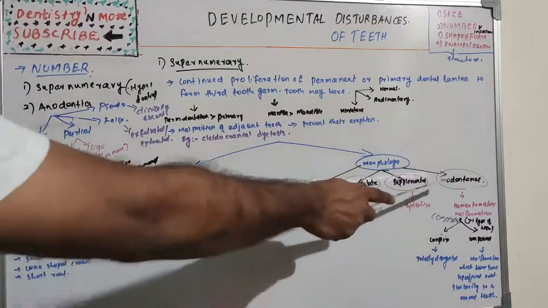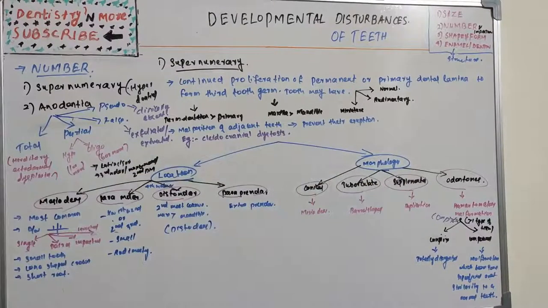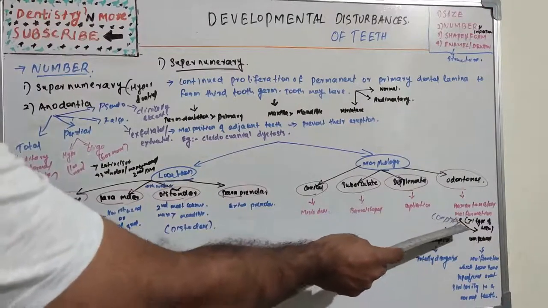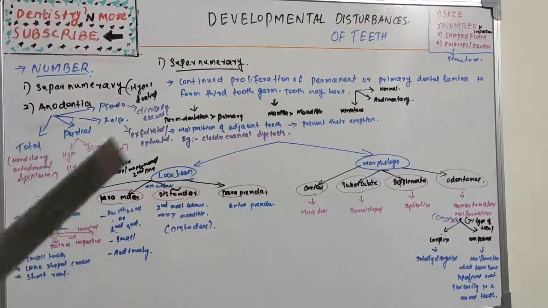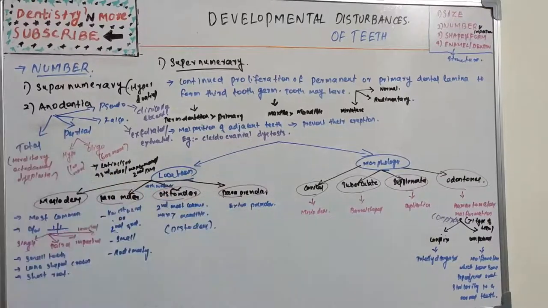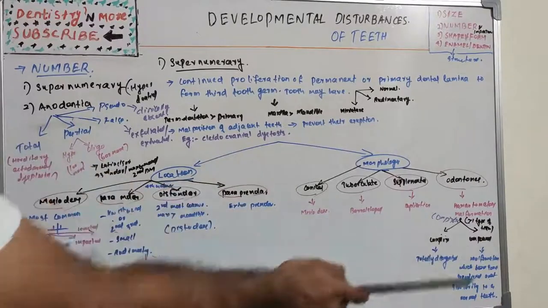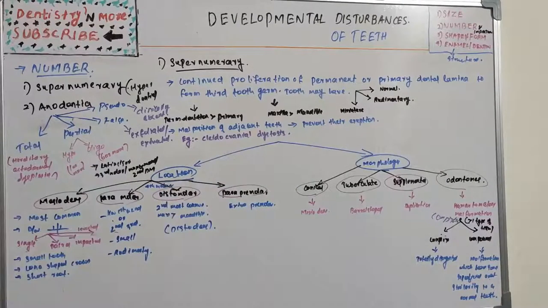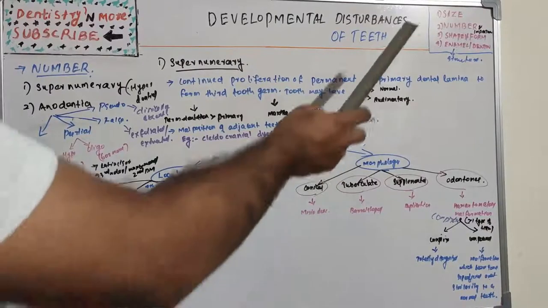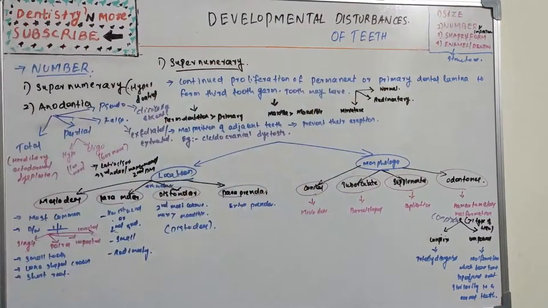So odontome is nothing but a hamartomatous malformation. The tooth tissue is replicated or grown in a different format, and it has two types. Composite means more than one type of tissue is there, so we should call it composite odontomes. And we have two types: complex and compound. Complex is totally disintegrated. Compound, we can distinguish the layers. So that's all about developmental disturbances of teeth with respect to number.